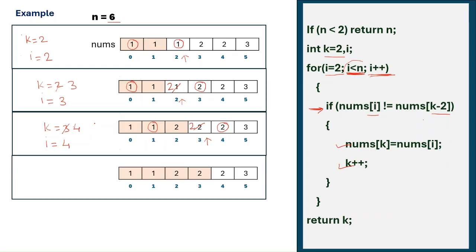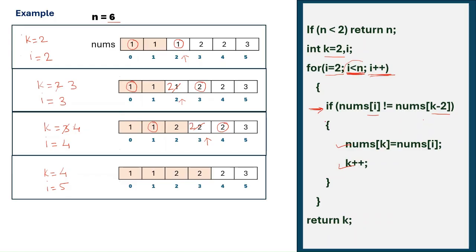So after this iteration, nums array will look like this: 1, 1, 2, 2, 2, 3. Here now we have 4 valid elements. Value of k is 4. We will move on. We will increase I by 1. So new value of I is 5. 5 is less than n.